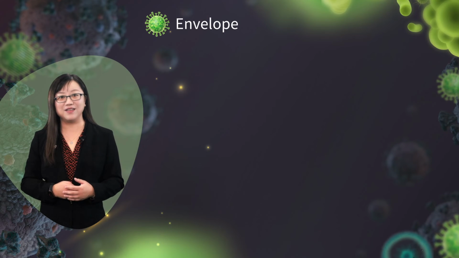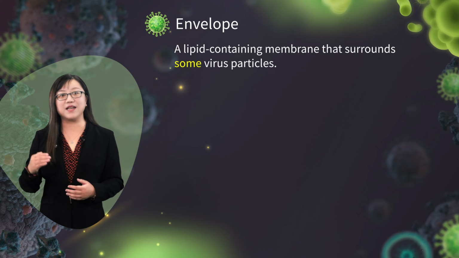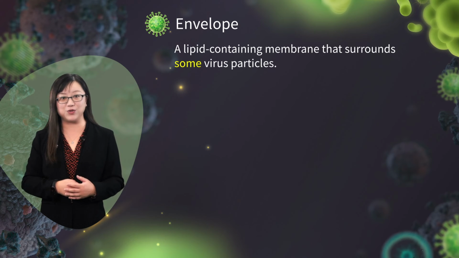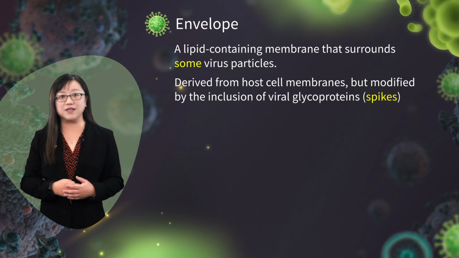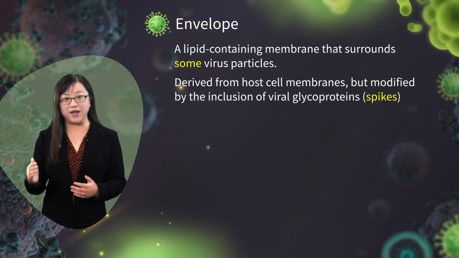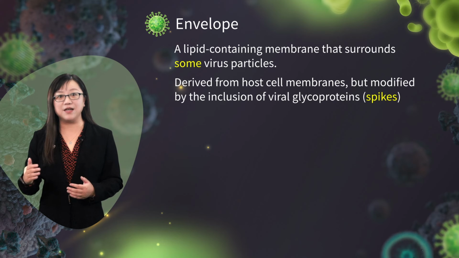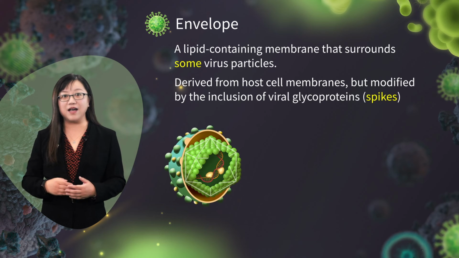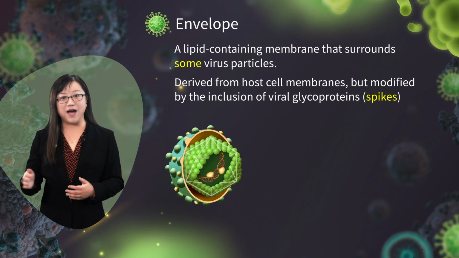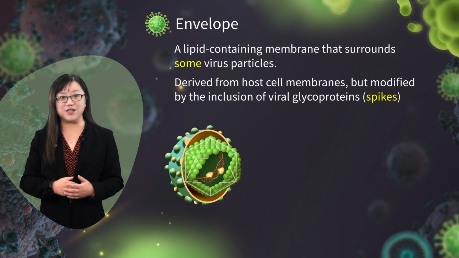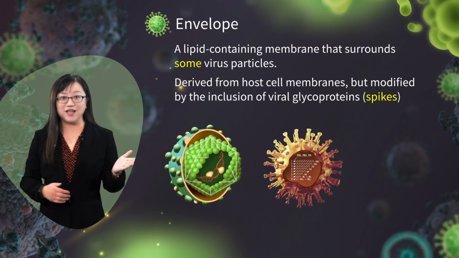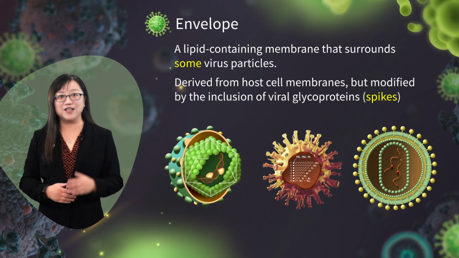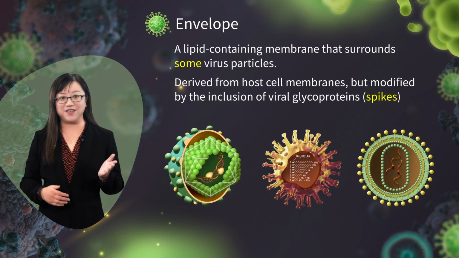Envelope. Envelope is a lipid-containing membrane that surrounds some viral particles. Envelope is derived from host cell membrane, but modified by the inclusion of viral glycoproteins, spikes. Here are the examples: the spikes on the surface of HBV, spikes of flu virus, spikes of HIV.